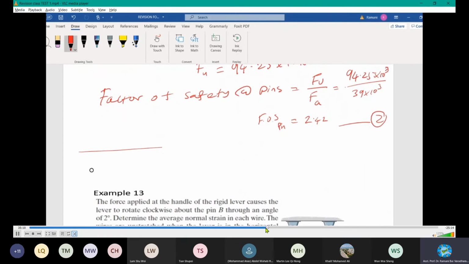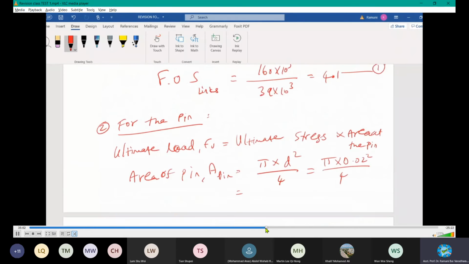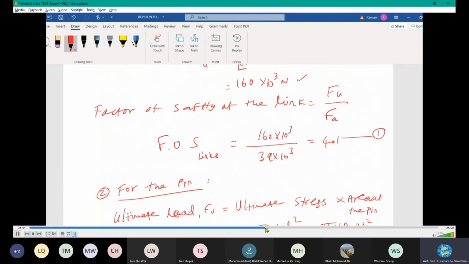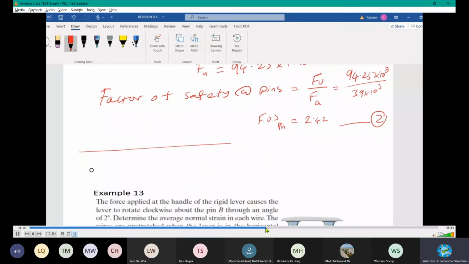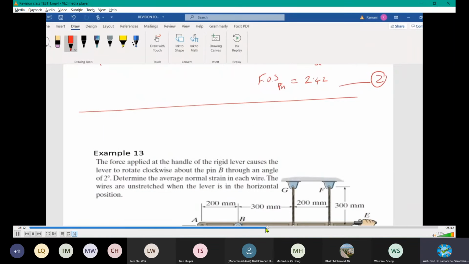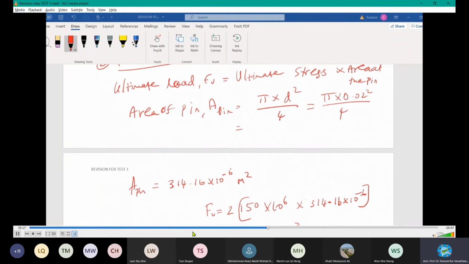Any question we have done for this? Both answers are done. One answer is factor of safety at the links is 4.1. Factor of safety at the pins is 2.42. Any question we have done for this question? We are moving on to next one. Any question in this solution?